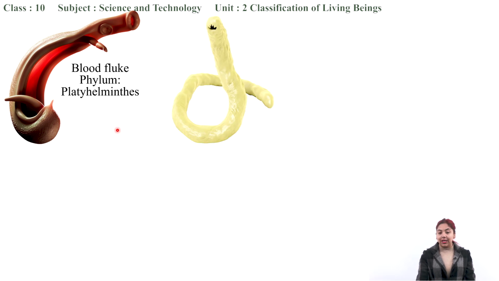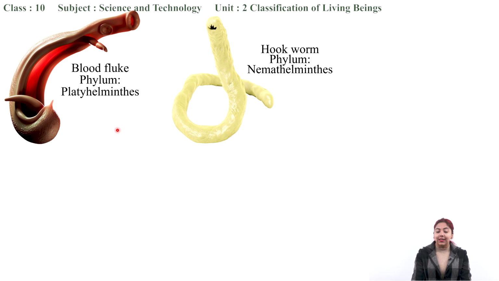Now another organism. So which organism is this? Yes, it's a hookworm and it lies in the phylum Nemathelminthes. Now, Nemathelminthes are those organisms that have a cylindrical body with tapering ends, as you can see here in the figure, and they do not have any segments in their body. So that's why this hookworm has similar features, so it is also placed in the phylum Nemathelminthes.